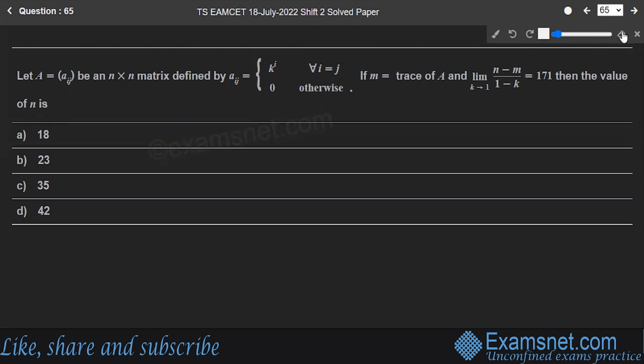All right. So first thing, what does the trace of a matrix mean? This is a square matrix, right? N by N. So the trace of a square matrix is the sum of its diagonal entries.